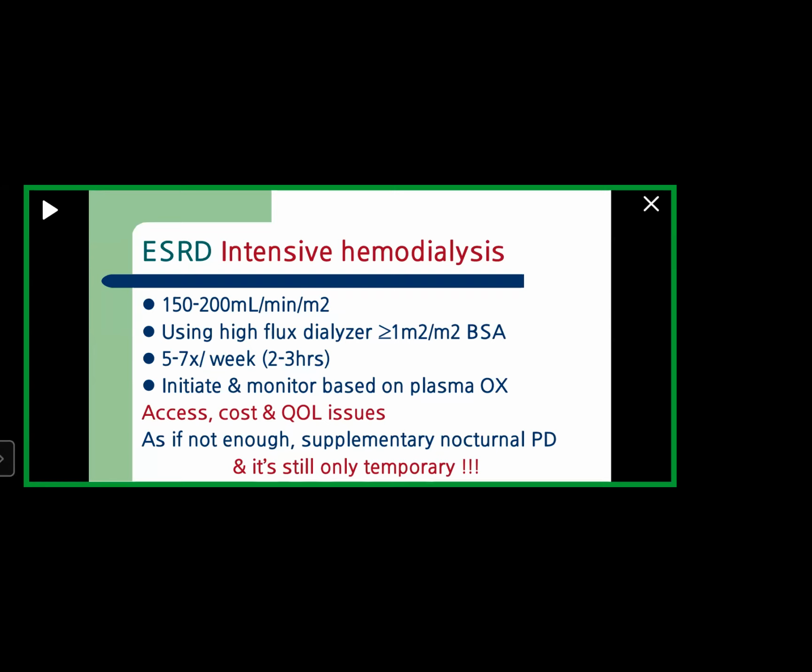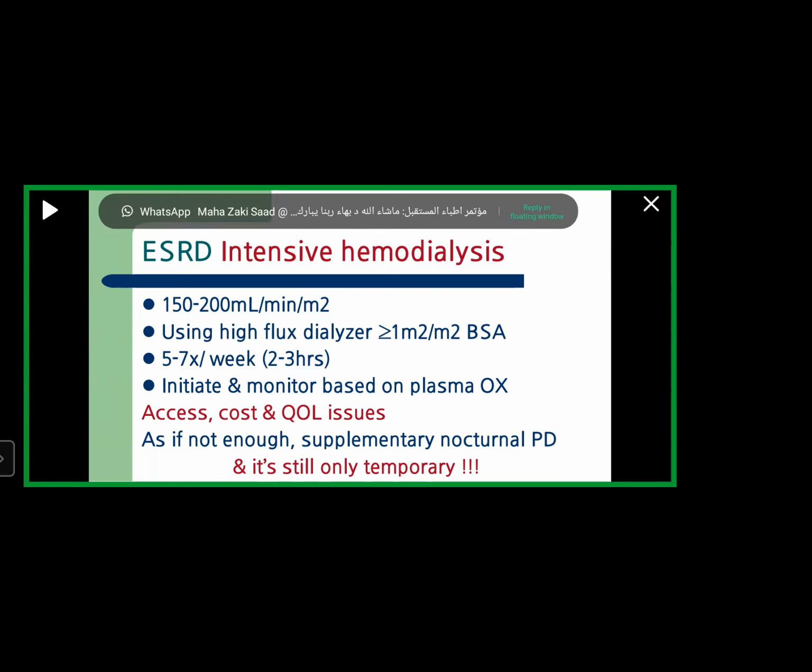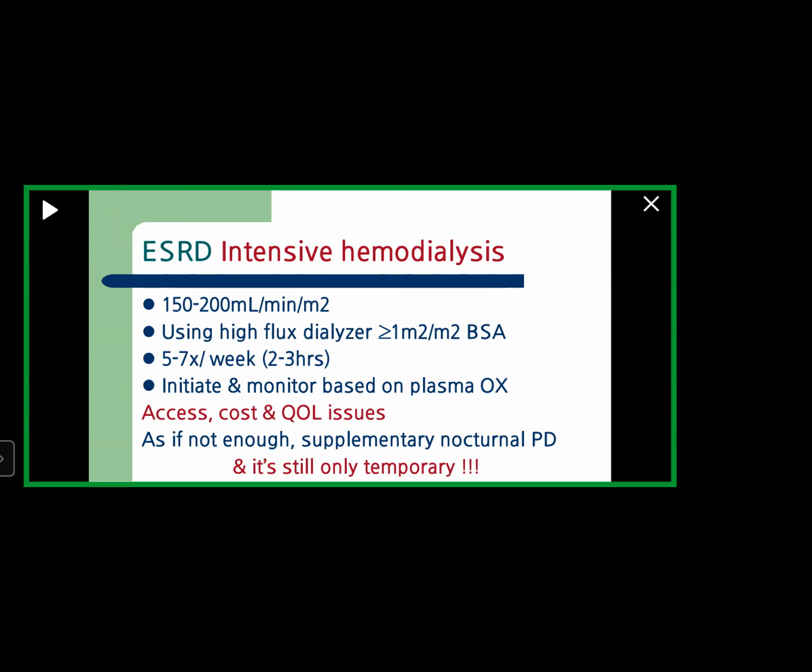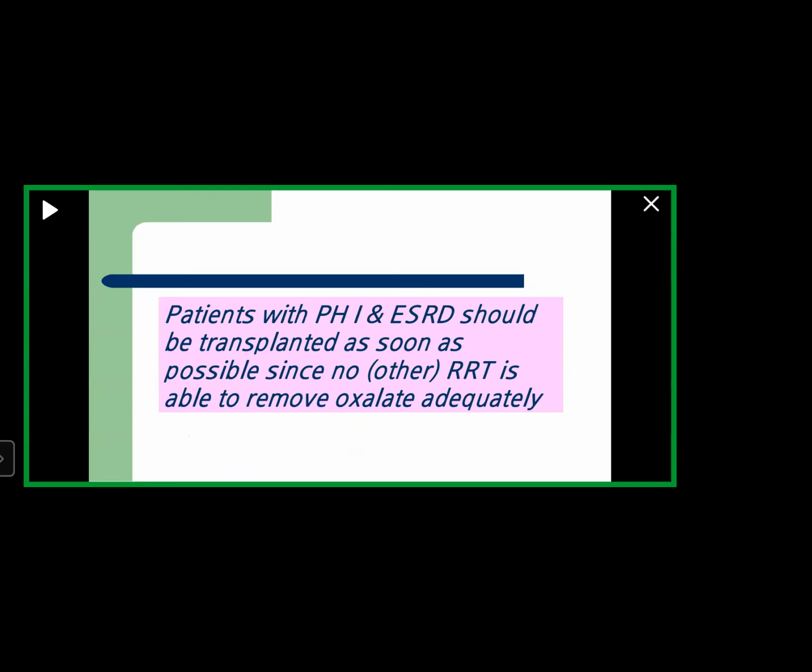So the patient is going to be on regular hemodialysis and is going to insert a long-term PD catheter and receive peritoneal dialysis at night in the hope that PD with HD are going to clear adequate amount of oxalate, and it doesn't. Still, even intensive hemodialysis should not be thought of as a treatment for end-stage kidney disease due to primary hyperoxaluria, because no currently known modality of dialysis can remove adequate amounts of oxalate to prevent tissue loads. So this treatment should be regarded as temporary until a more definitive therapy can be done.